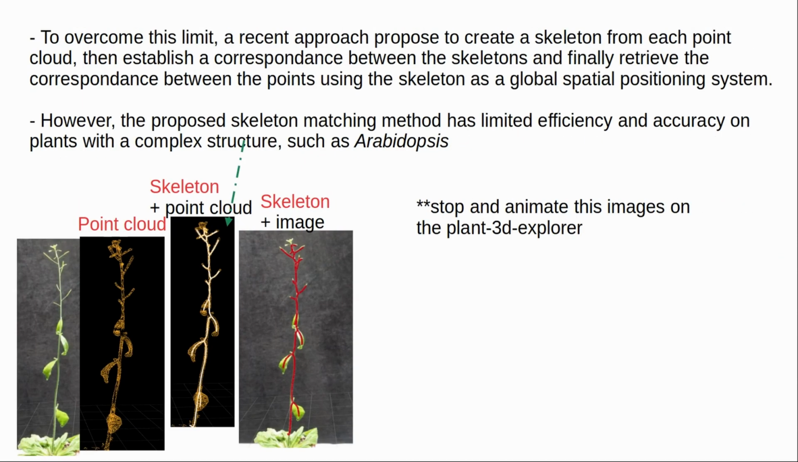To overcome this limit, a recent approach proposed to create a skeleton from each point cloud, then establish a correspondence between the skeletons, and finally retrieve the correspondence between the points using the skeleton as a global spatial positioning system. However, the proposed skeleton matching method has limited efficiency and accuracy on plants with complex structures such as Arabidopsis.